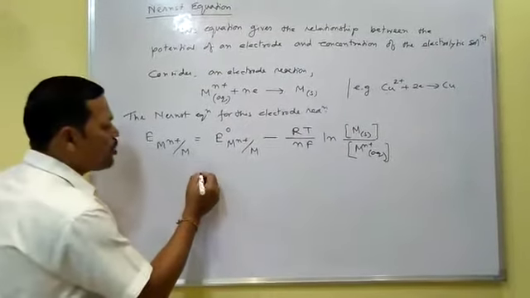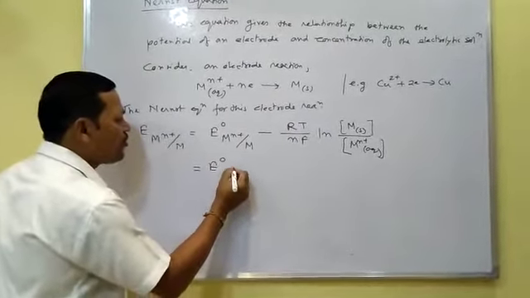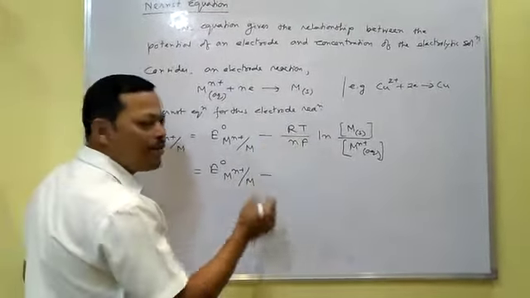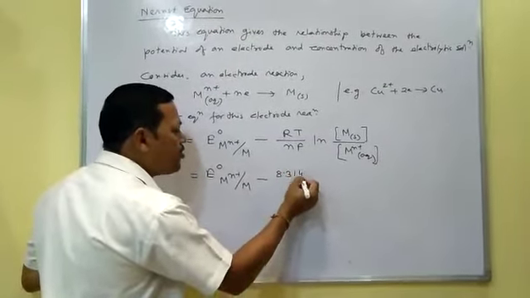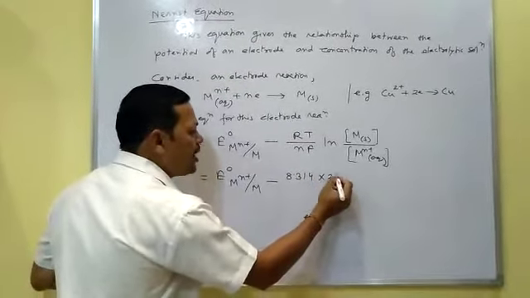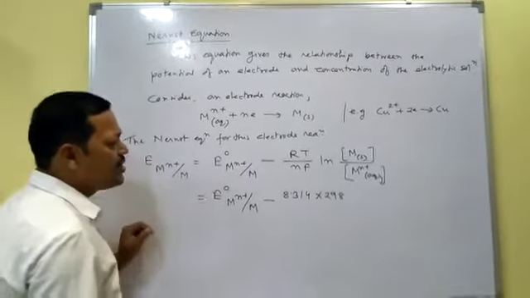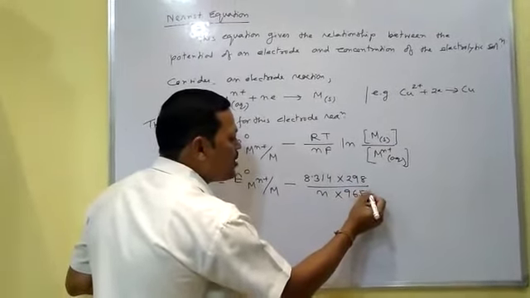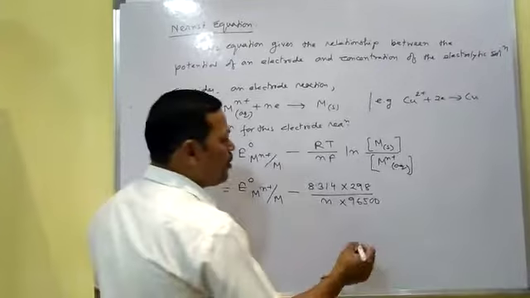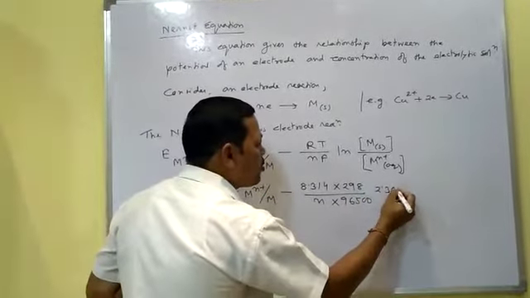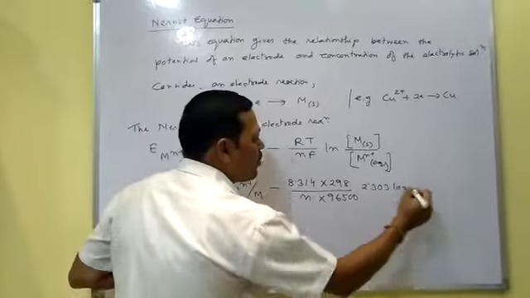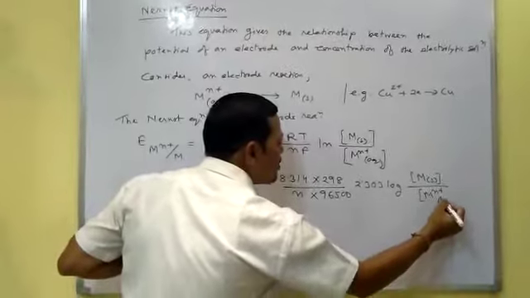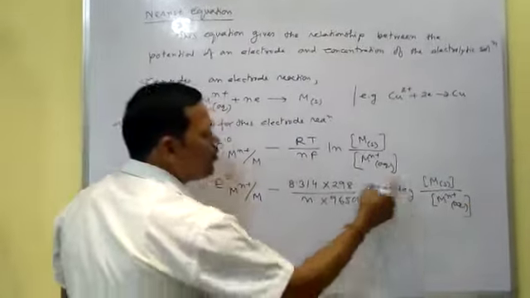Now, if you want to simplify this, E naught of Mn+/M, I mean the standard potential of the electrode, minus, as you know, the R value is constant, 8.314. Suppose the temperature is 298 Kelvin, 25 degrees Celsius, and it depends on the reaction. F is Faraday, 96500 coulomb, as you know. Ln means 2.303 log, you know it. Concentration of metal solid divided by concentration of Mn+ aqueous. Here I have converted ln to log.